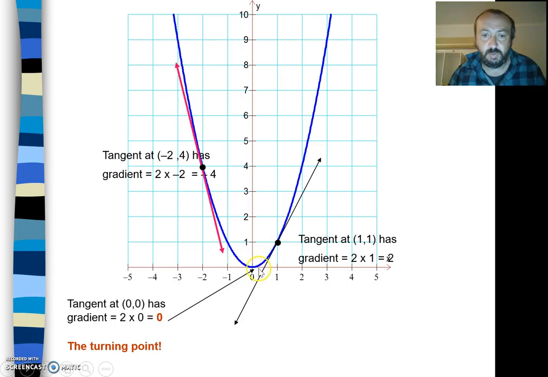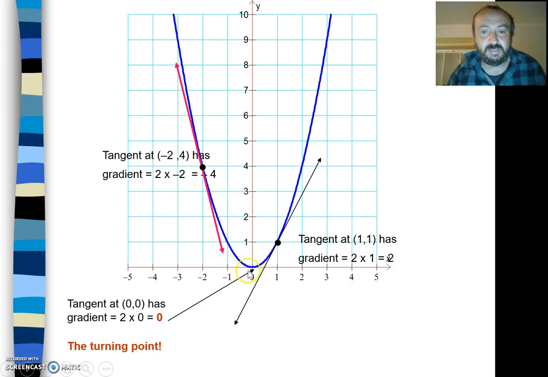And you can see this point there, the turning point, the tangent at (0, 0) has a gradient of 0, because the tangent would be just that horizontal line across there. Okay, so that's just showing that that's an interesting point. Turning points are what we call stationary points, and the value of the derivative at the turning point is 0.